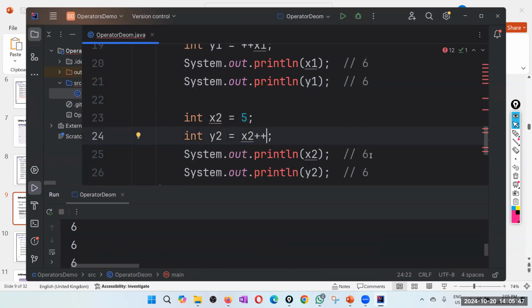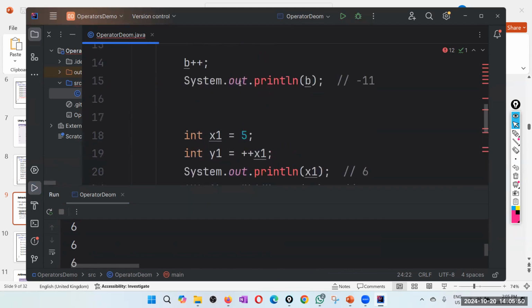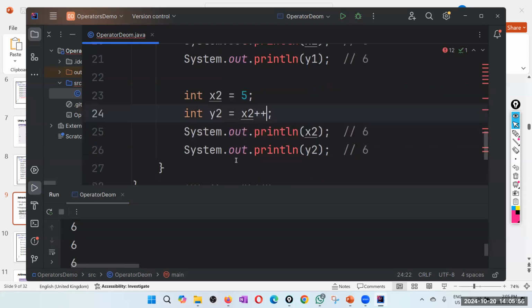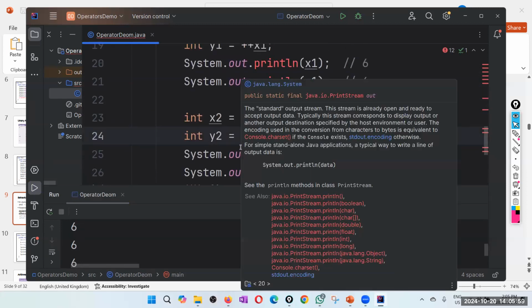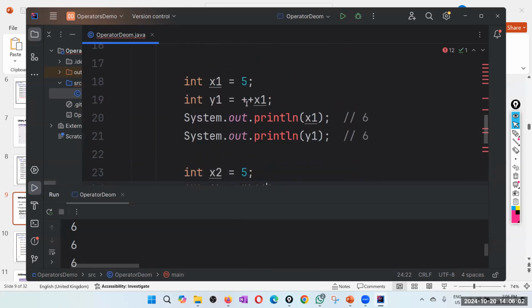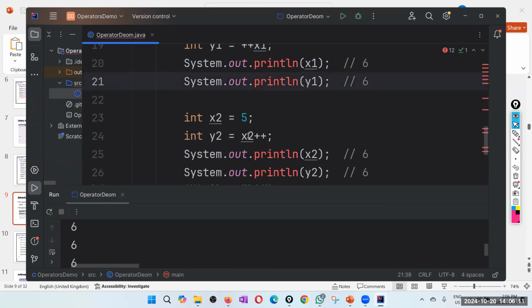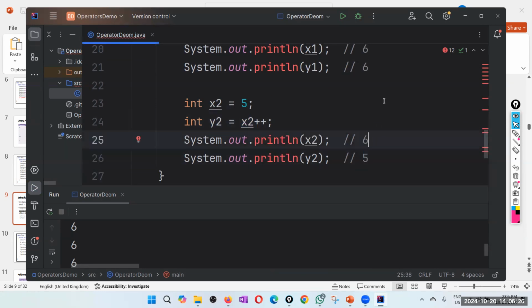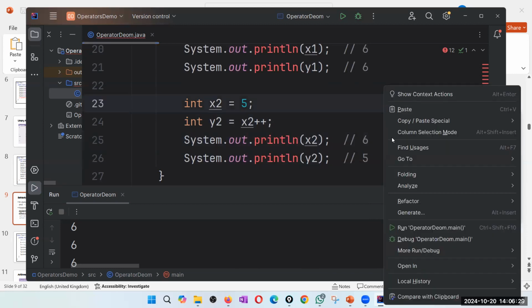Now the output will be different. Usually, it doesn't matter whether it's plus plus x or x plus plus, but when you use it together with assignment, it matters. Here it means first you increment it by 1, then assign to y. So that is why both are 6. Here it means first assign the current value to y and then increment the x. So therefore, your y will be 5 because the current value is assigned to y, then only x is incremented. So now x2 will be 6, but y2 will still be 5.